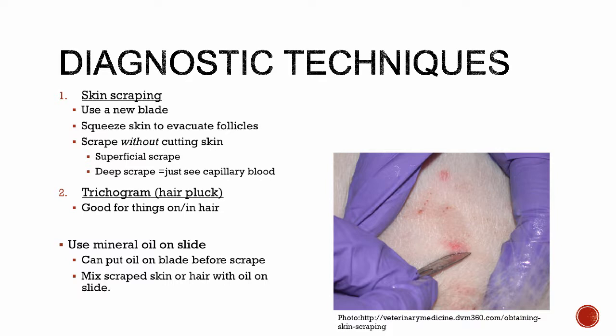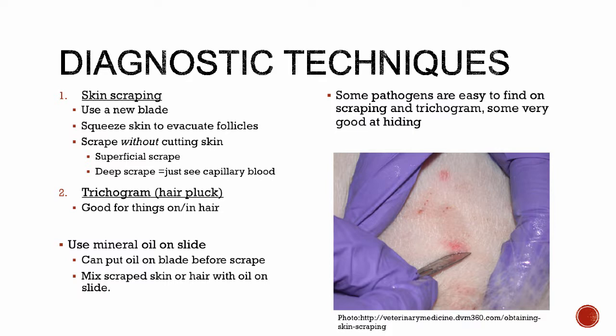Like I mentioned, you can mix that skin scraping and the hair together on your slide to see what you get. Some pathogens are really easy to find on skin scrapings, to the point where you can almost just scrape with anything at all and find them. Demodex, for example, is one of those. Some insects are really hard to find on skin scraping, and you may just end up treating even if you don't see them, just because the likelihood of that condition is there. So we'll talk about both of those later on.